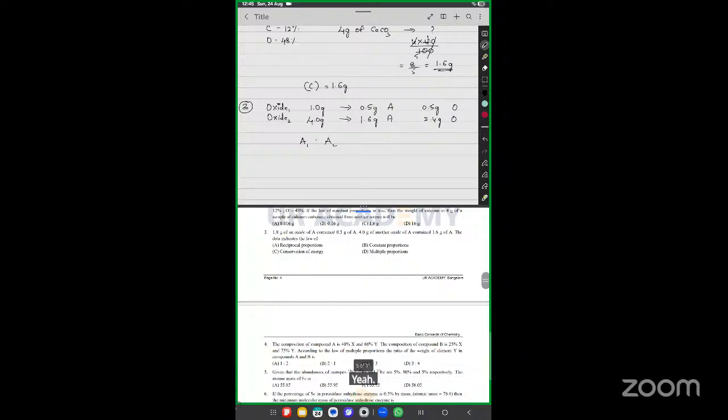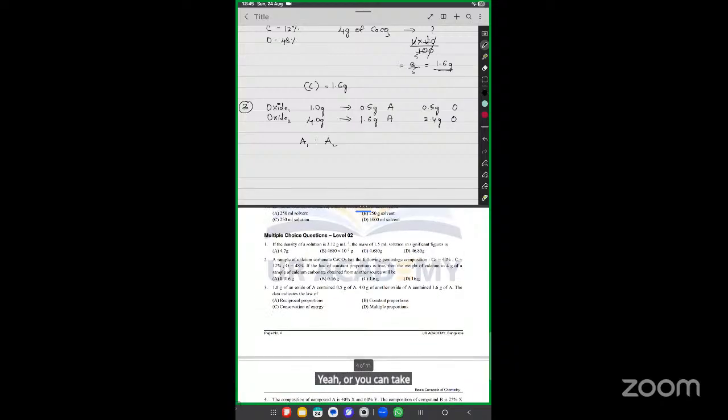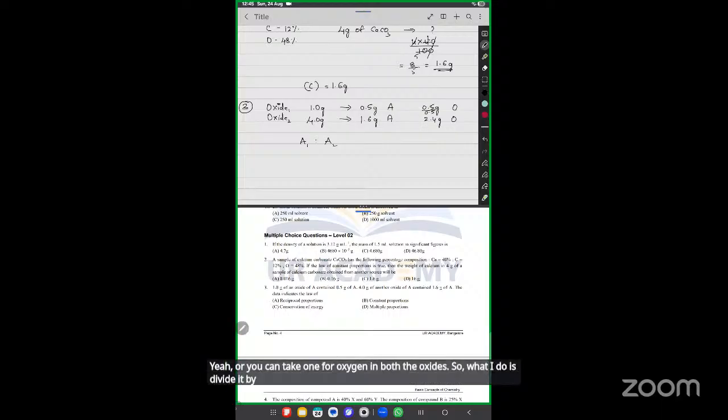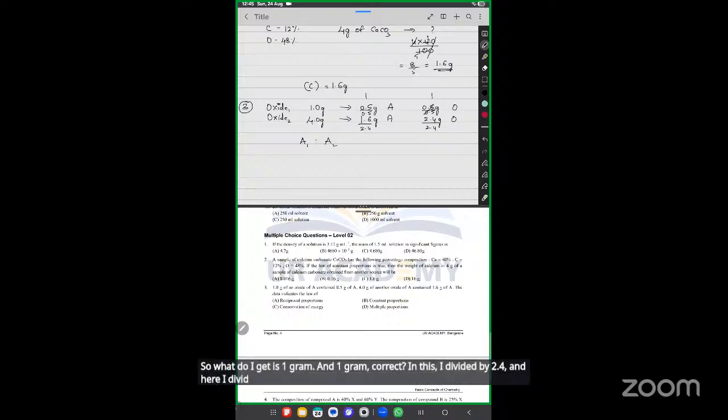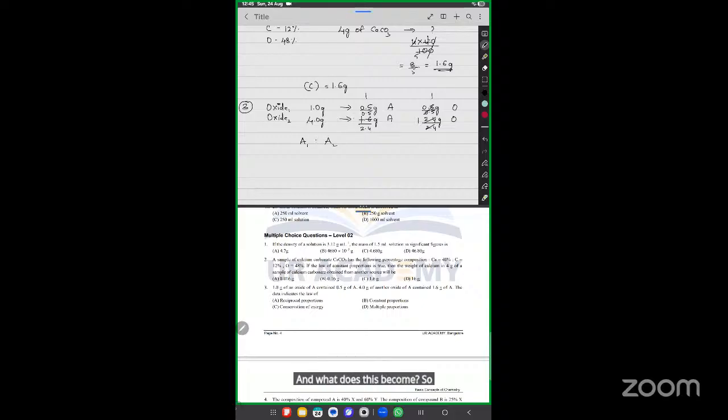Or you can take one for oxygen in both the oxides. So what I do is divide by 0.5 and divide by 0.5. So what I get is 1 gram and 1 gram, correct? In this, I divide by 2.4 and here I divide by 2.4. So this becomes 1 and what does this become? 4 by 6, 2 by 3, correct? So in the first one, A is 1 and in the second one you have 2 by 3. The ratio is 3:2. Fine.